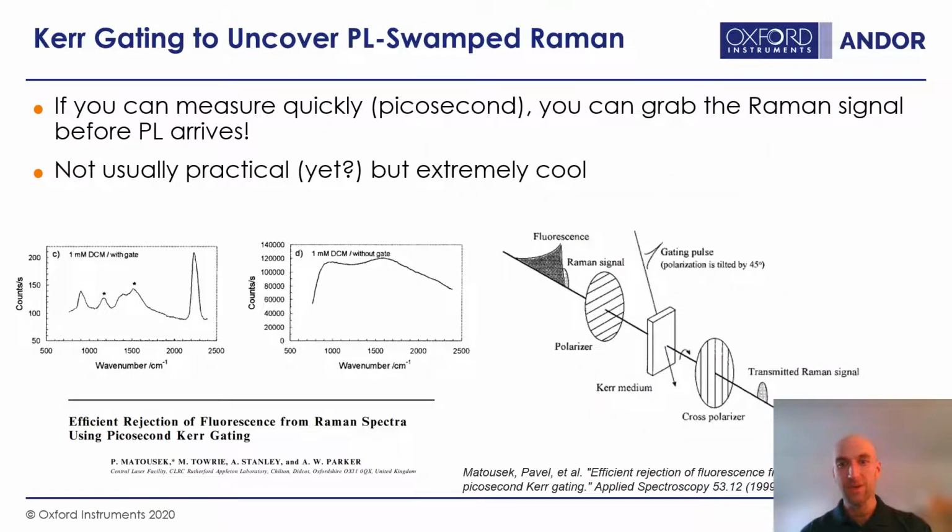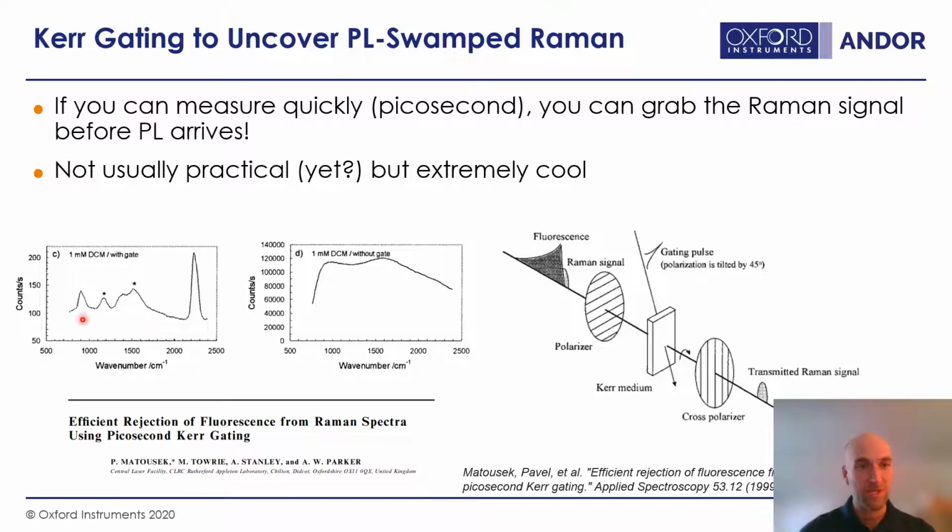So here's one extremely complicated and difficult way to recover that signal when the two overlap. If you can measure quickly on the picosecond scale, you can grab the Raman signal before the photoluminescence actually hits you. So let me show my laser pointer here. So this is the spectrum that they're measuring without a gate, without their Kerr gate that they're doing here. So this is again a broad photoluminescent spectrum. DCM is a laser dye. Then here's the spectrum with the gate in play.